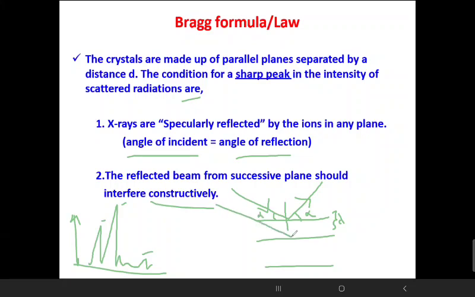Here you can see the reflected beams from successive planes. Successive planes mean the parallel planes. These reflected beams should interfere constructively; only then can you observe sharp interference patterns or sharp intensity peaks. So if you want to find the intensity pattern, you have to satisfy these two conditions. Understand?